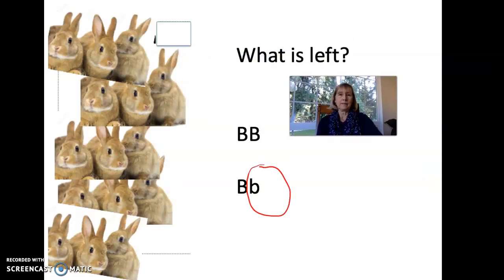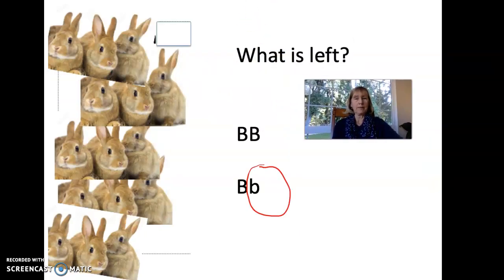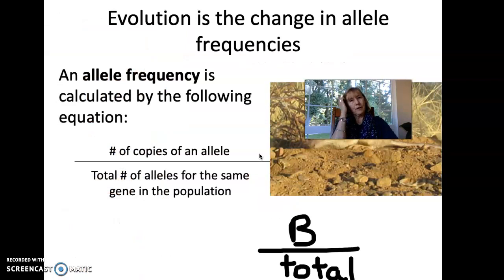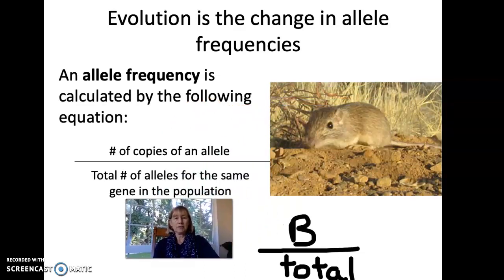In the rabbits, I did away with all the white rabbits. What's left? Big B, little b, and that, remember, is going to stay in the population because the heterozygous stays in the population. But there has been a shift. Now we have many more big B's in that population than the little ones that we did away with. So evolution is the change in allele frequencies.